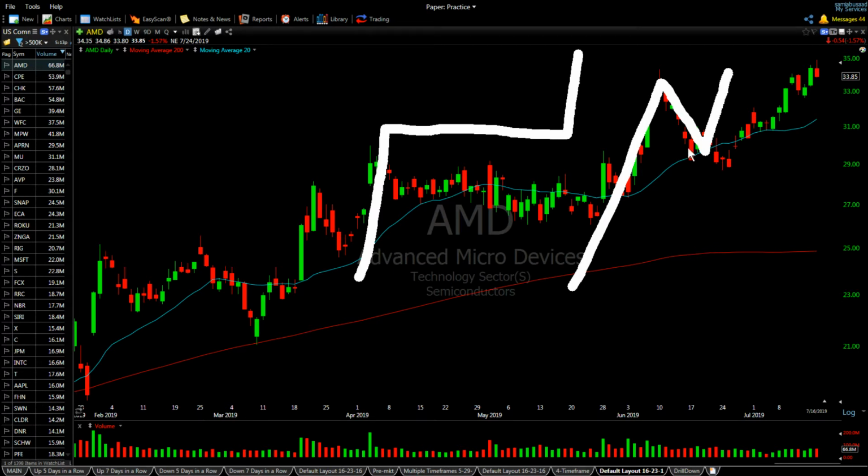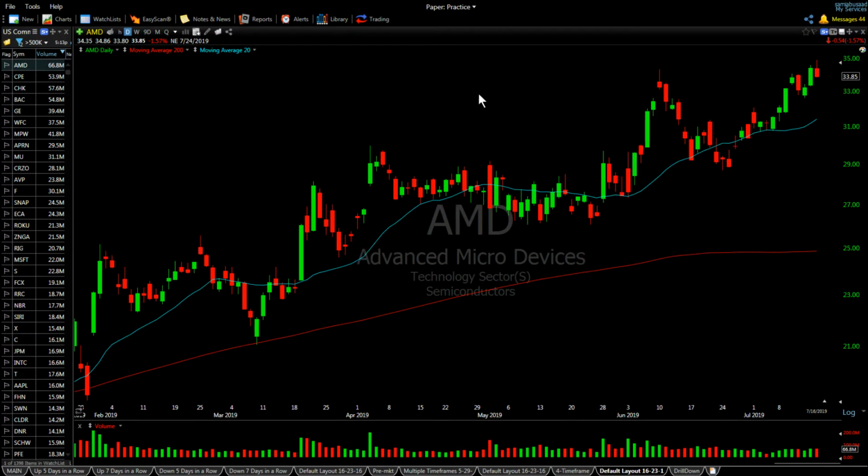Now, why are these the two main trading patterns? You don't need to believe me. You don't need to believe anything anybody says, unless it makes sense. Why are these the two main trading patterns out there? Well, the reason is stocks correct either through time by going sideways or through price by pulling back.